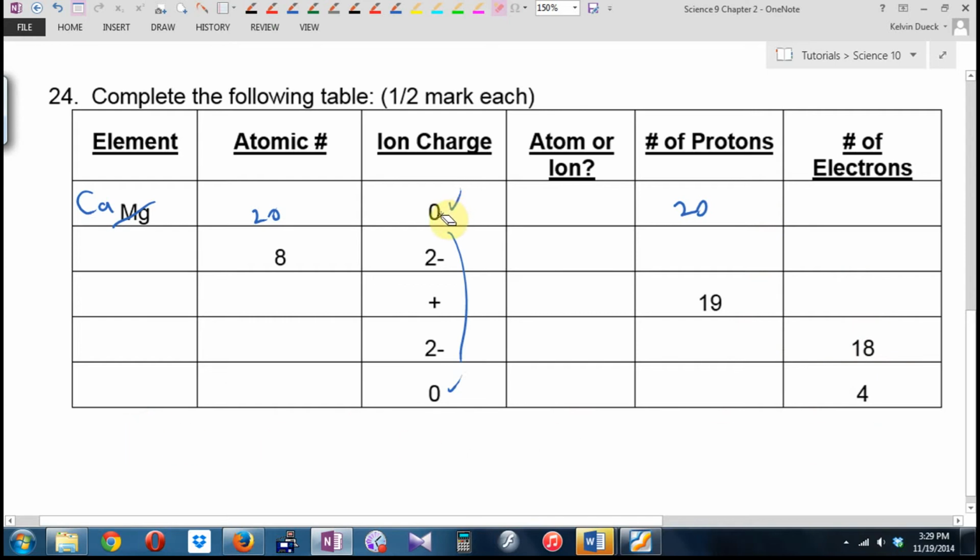So what's its ion charge? 0. That means it's an atom, and it also has 20 electrons.